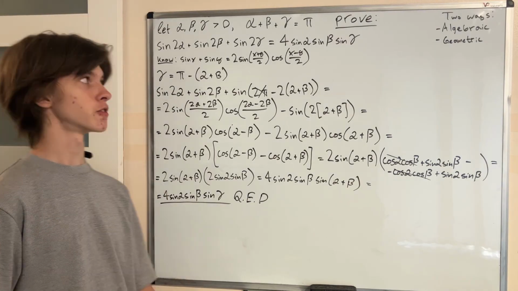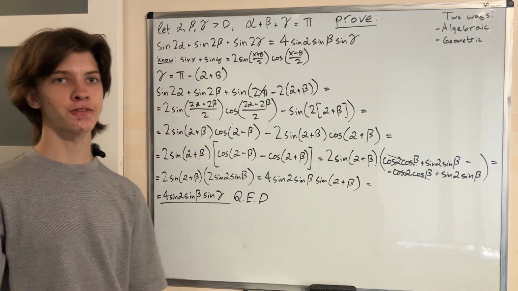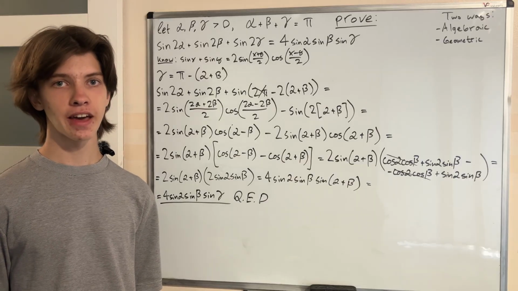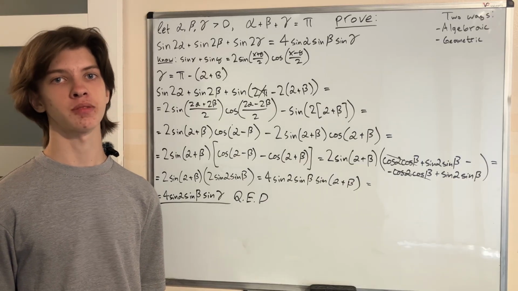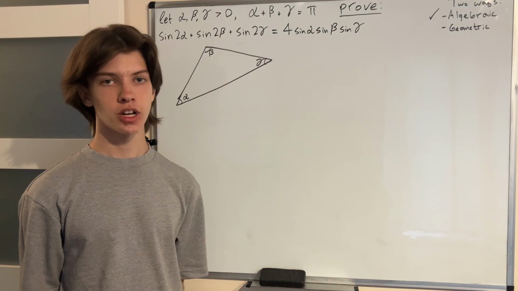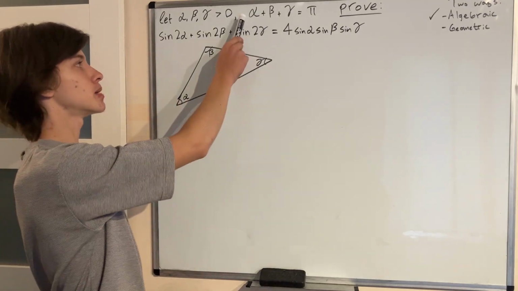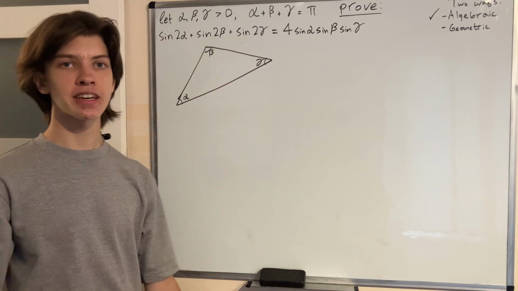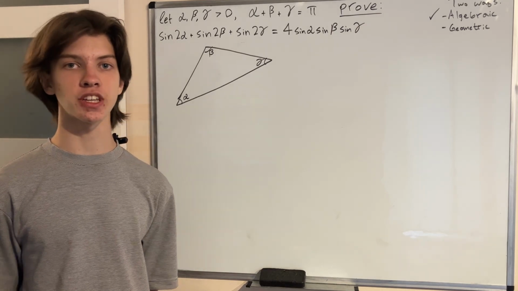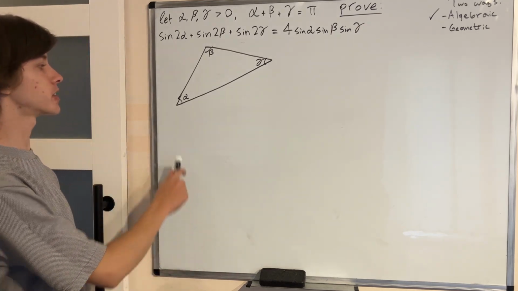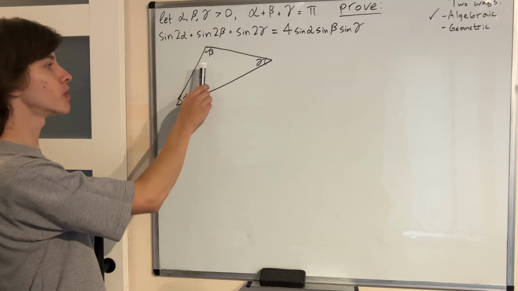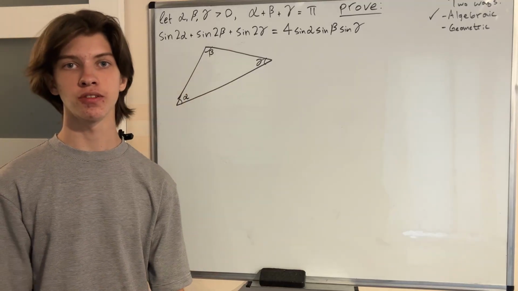Hope you all learned something from this sum to product identity for sines. I think it's quite interesting. And now let us move on to the geometric approach of solving this problem. The reason that this identity can be done geometrically is by the fact that the sum of alpha, beta, and gamma equals pi, which is precisely the sum of the angles in a triangle. So we can simply construct a triangle with angles alpha, beta, and gamma and proceed from there.